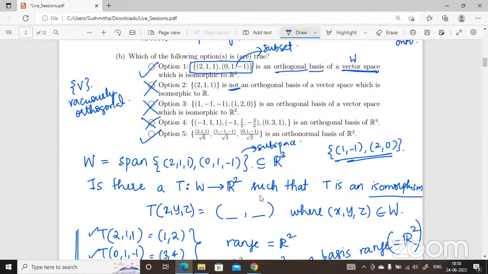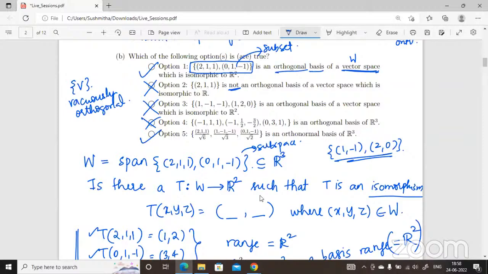But the denominator is not the same for every vector. No, why should it be the same? You divide every vector by its norm, no? 2, 1, 1. What is the norm of 2, 1, 1? So the norm of this vector will be 1. It is true.